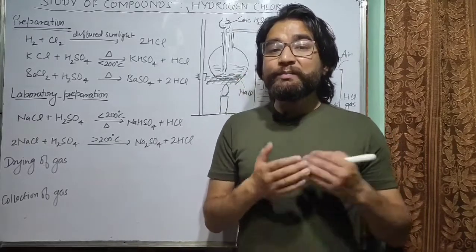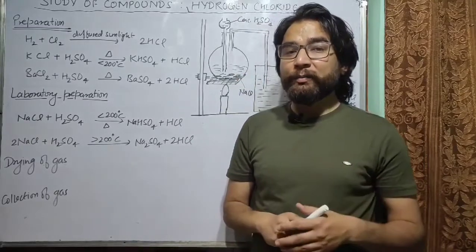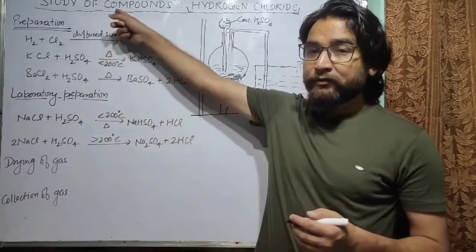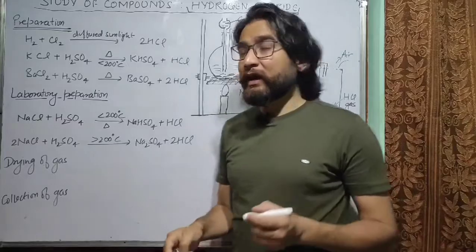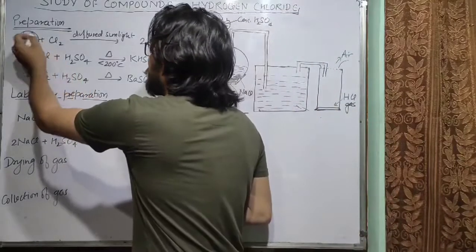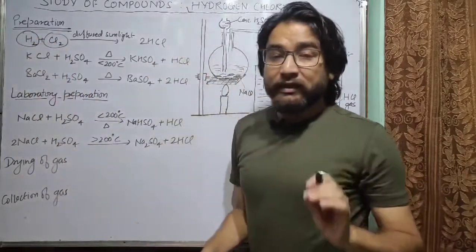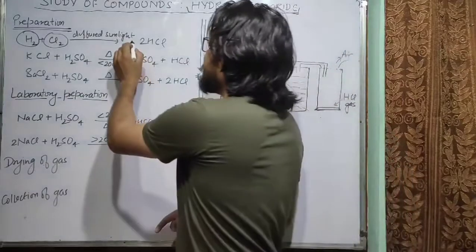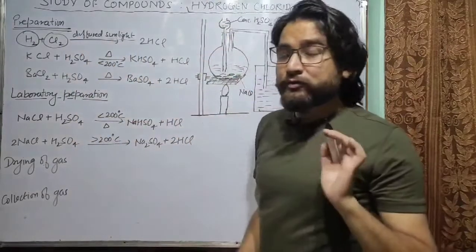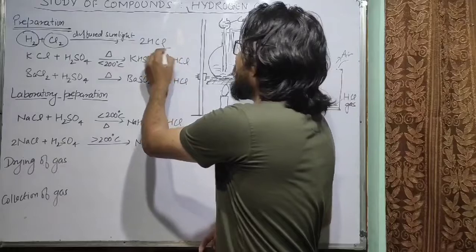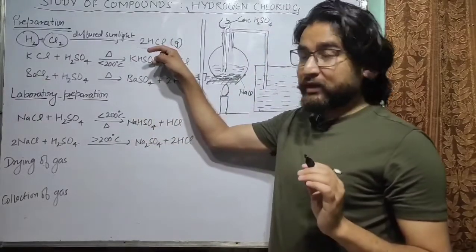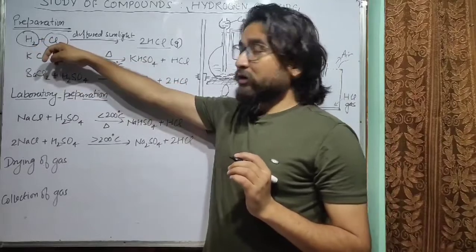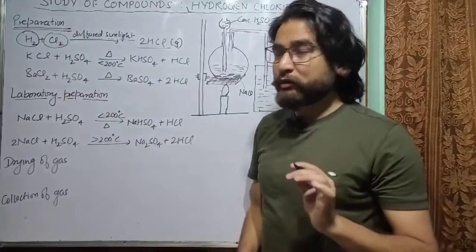Now how do we prepare hydrogen chloride? So there are various methods. The first is by direct addition of hydrogen and chlorine. So hydrogen gas and chlorine gas can react directly in the presence of diffused sunlight and they will form hydrogen chloride gas. So you have to remember, hydrogen chloride gas is formed by direct combination of hydrogen and chlorine gas.